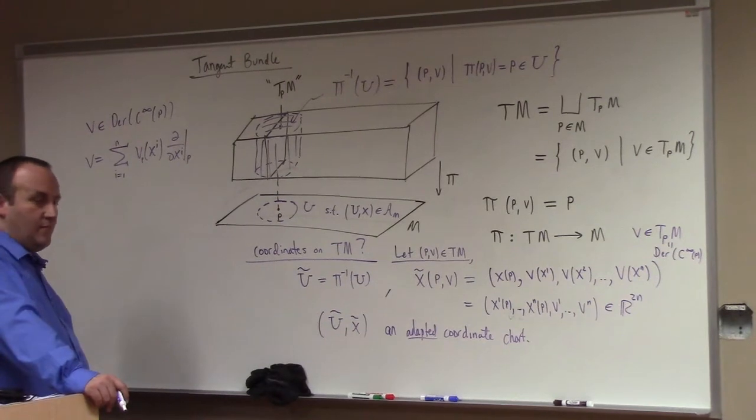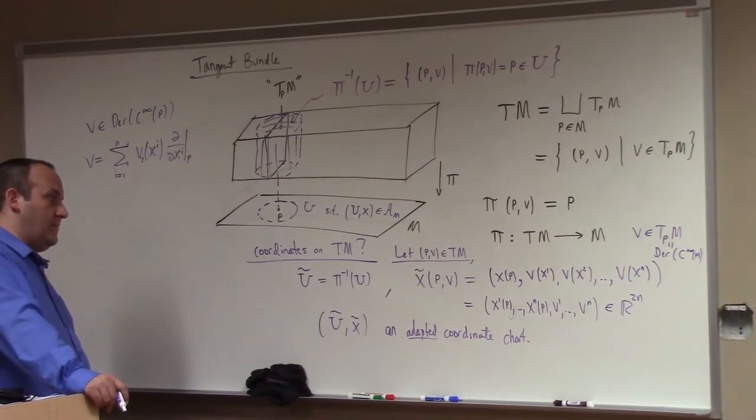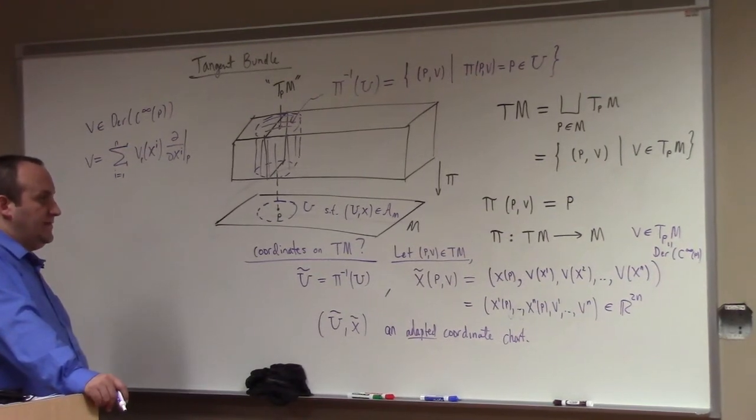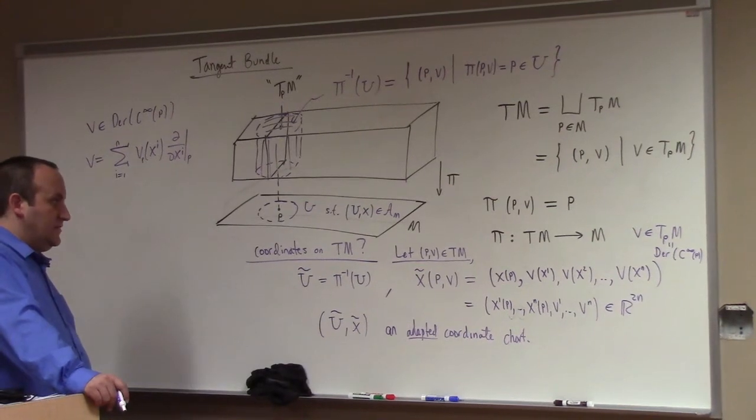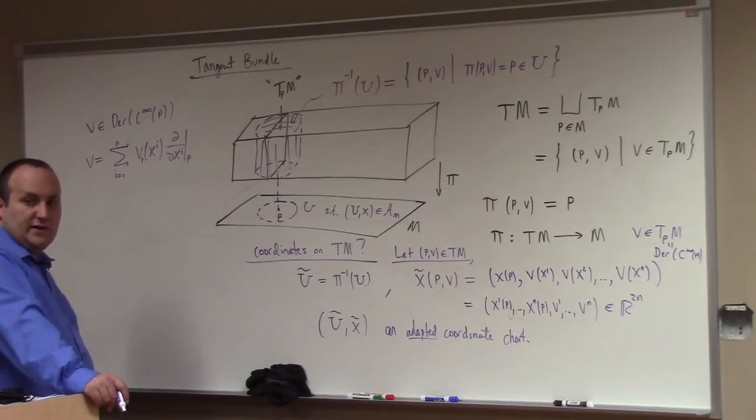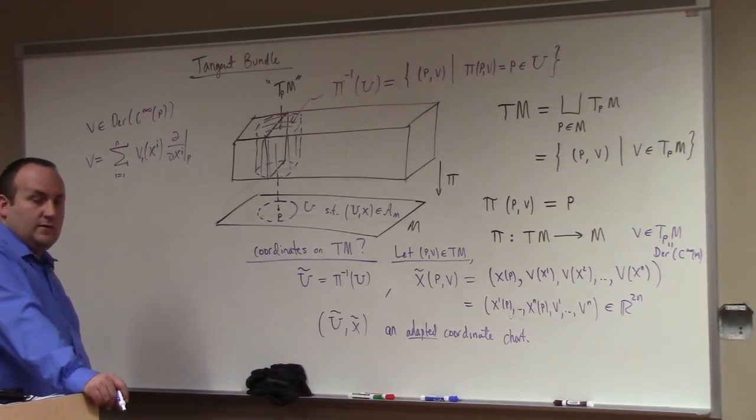This u comma x in my current language is a coordinate chart? Yes. So we can take any coordinate chart on the manifold and sort of bump it up to a corresponding coordinate chart on the tangent bundle.